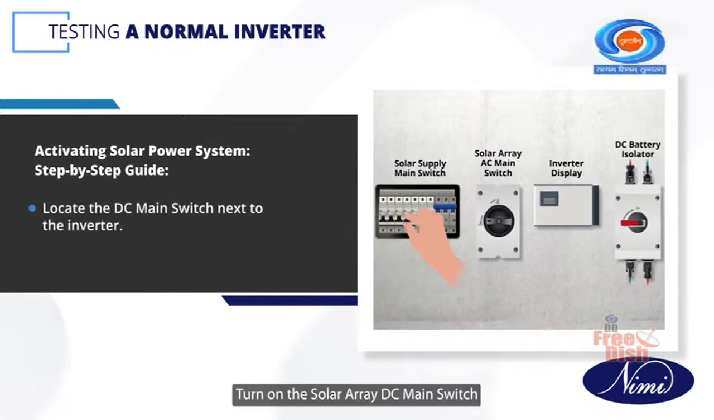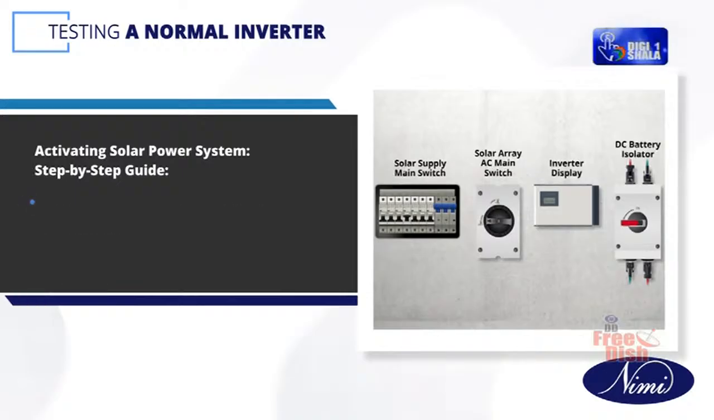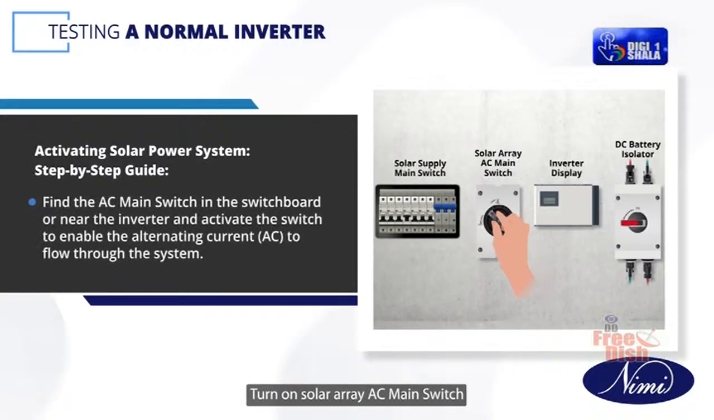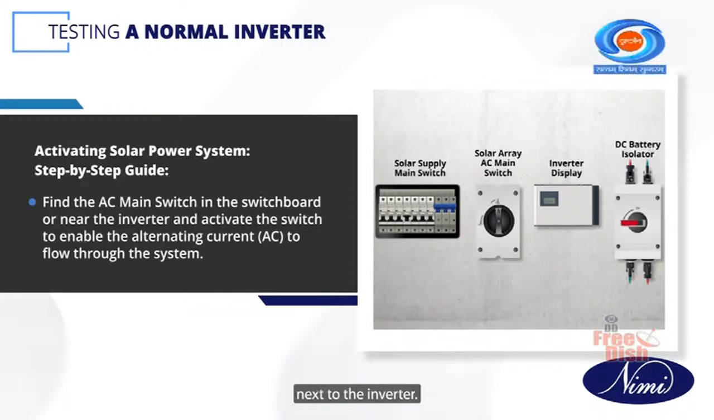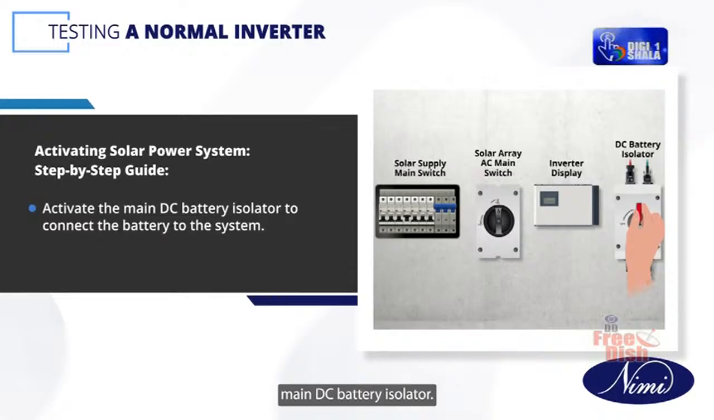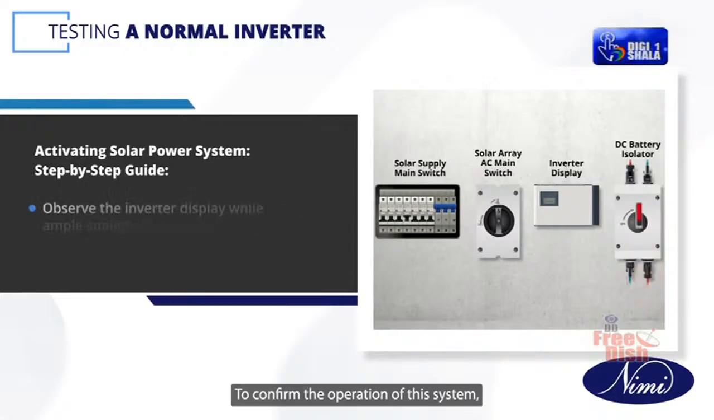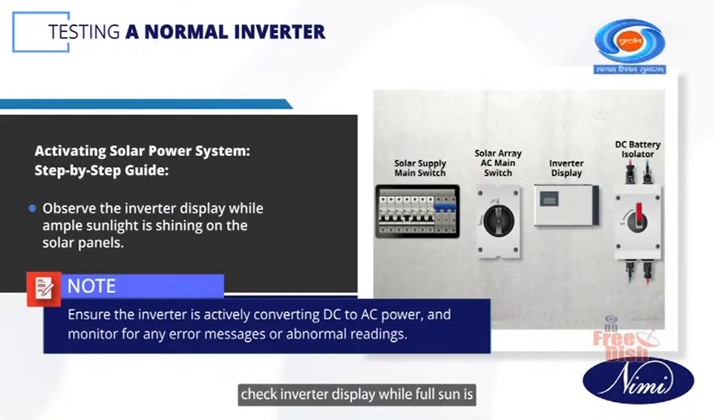Turn on the solar array DC main switch located next to the inverter. Turn on solar array AC main switch located in the switchboard and/or next to the inverter. Turn on the main DC battery isolator. To confirm the operation of the system, check inverter display while full sun is shining on the panels.